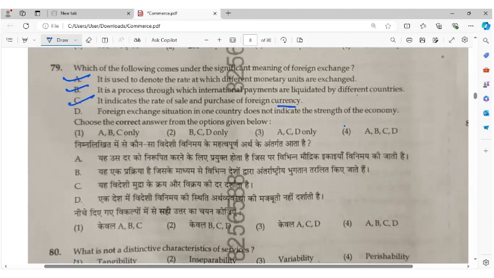And after that, foreign exchange situation in one country does not indicate the strength of the economy. If we hear the words "does indicate the strength," then it would be wrong, but here the wording used is "does not." So here option D, so options A, B, C, D, all are correct.